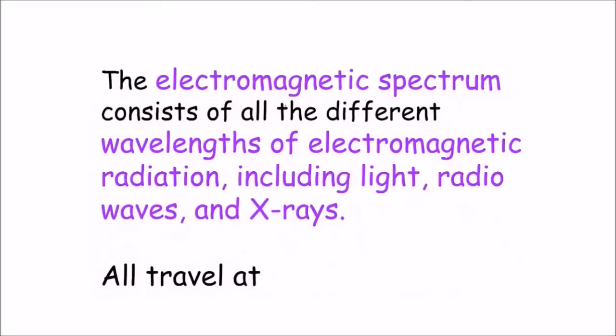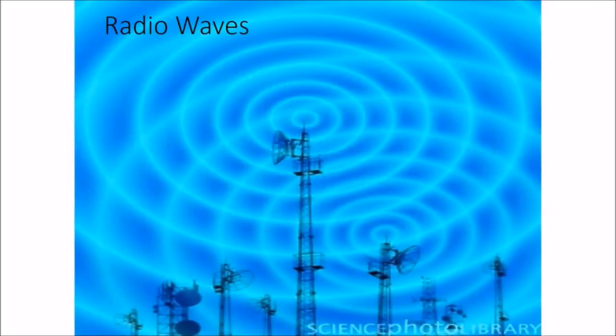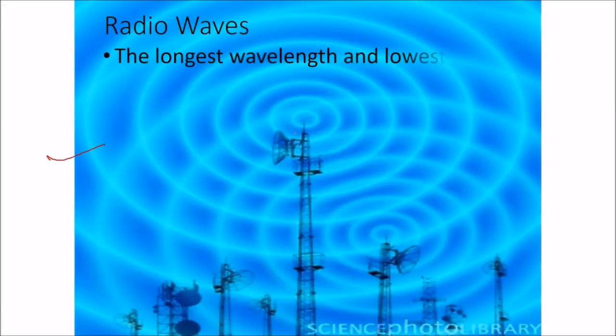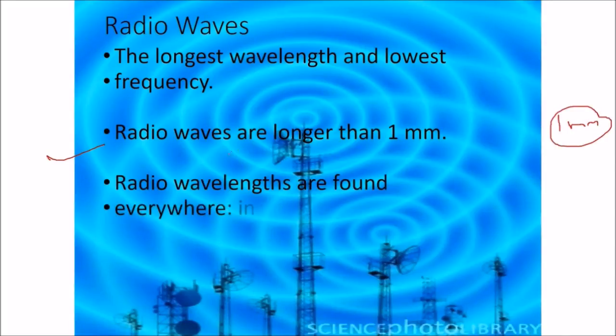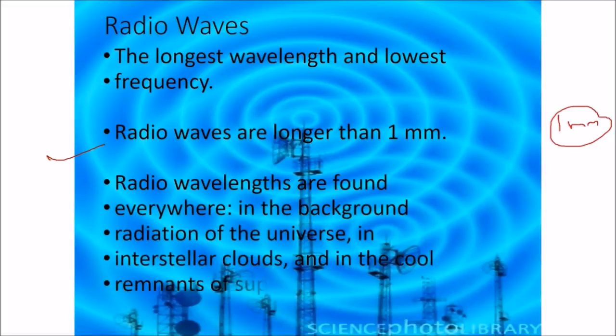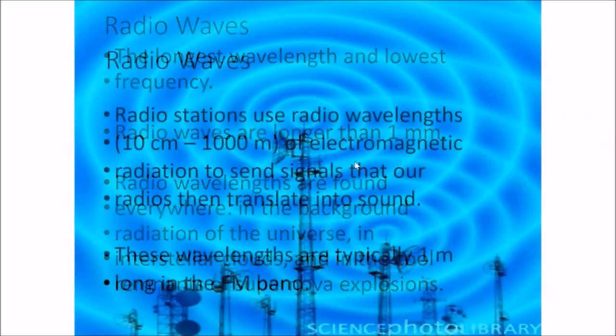So the electromagnetic spectrum consists of all the different wavelengths of electromagnetic radiation, including light, radio waves and X-rays, and all travel at the speed of light. This is radio waves. You can't see it, but still it is there. The longest wavelength and lowest frequency. Radio waves are longer than 1 millimeter. Radio wavelengths are found everywhere, in the background radiation of the universe, in interstellar clouds, and in the cool remnants of supernova explosions.